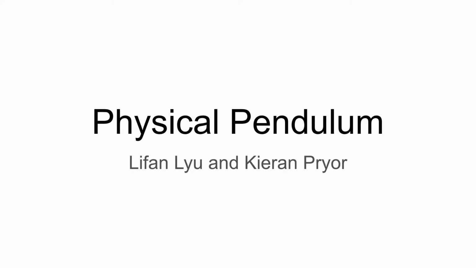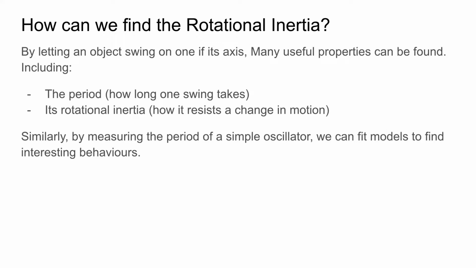We are doing physical pendulum today. How can we find the rotational inertia? First, we need to let an object swing on one of its axes. Many useful properties can be found, including the period and rotational inertia.